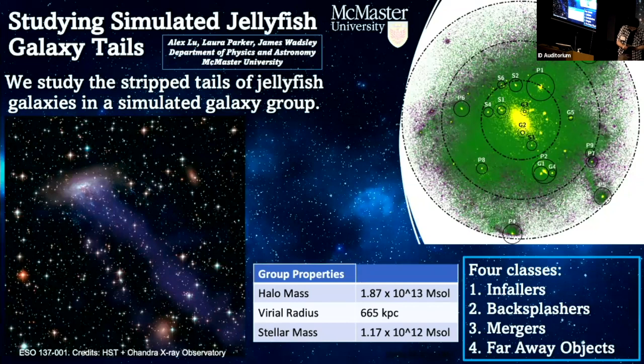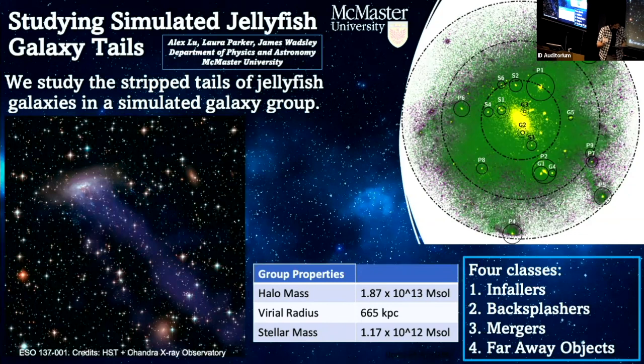The simulation I'm studying is run using Gasoline 2. It is a high-resolution zoom-in simulation of a large box that has high resolution at redshift 0 up to about 3 virial radii. Studies on jellyfish galaxies have been done before in simulations, but mostly in isolated galaxies and using wind tunnels to simulate ram pressure. The benefit of studying in a group simulation is that we're able to study these jellyfish galaxies in a quote unquote actual galactic environment as opposed to a wind tunnel.